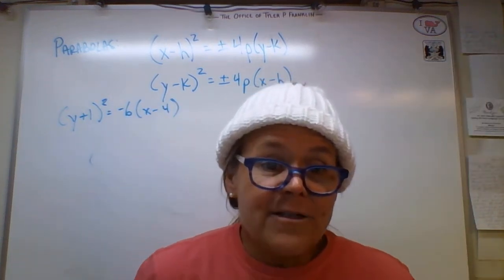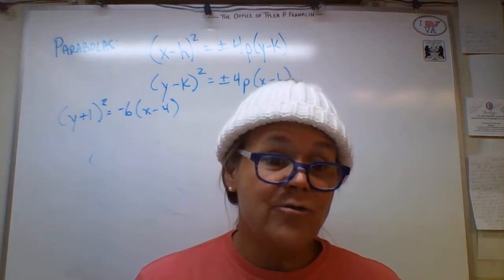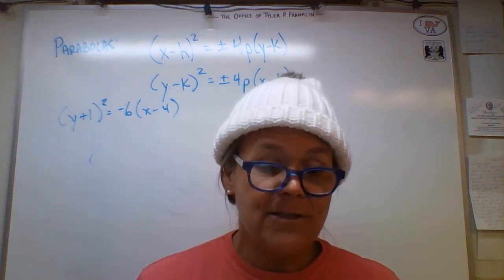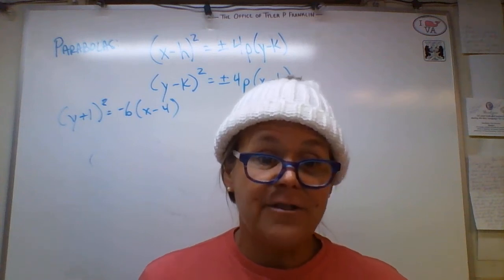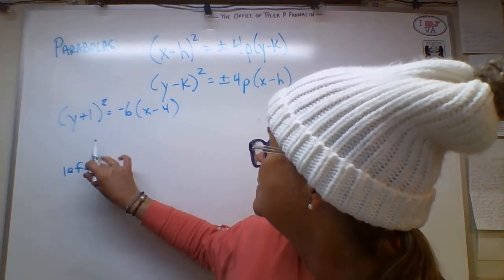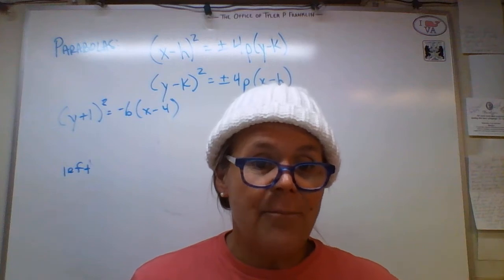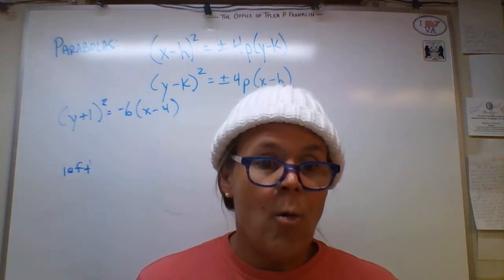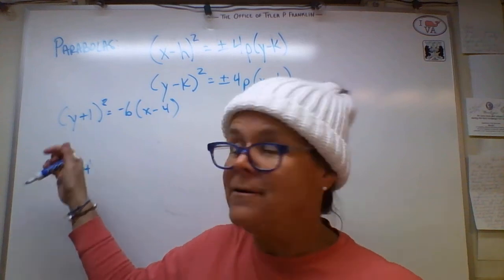Since it's y squared, it's going to go right or left. When you see the way it opens, if it's positive, it's right. If it's negative, it's left. So that would be left. The vertex, remember, opposite, opposite, but x, then y: 4, -1.